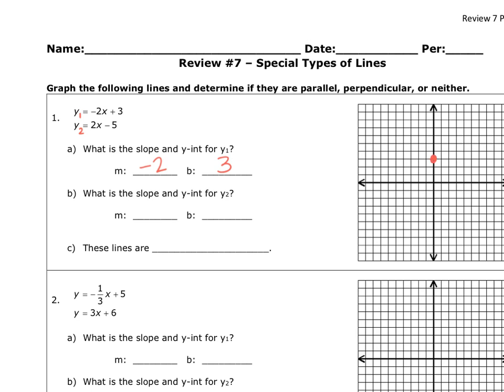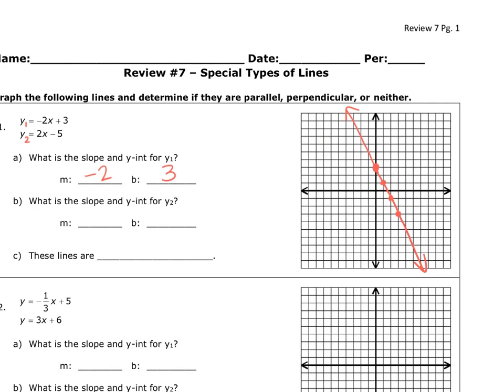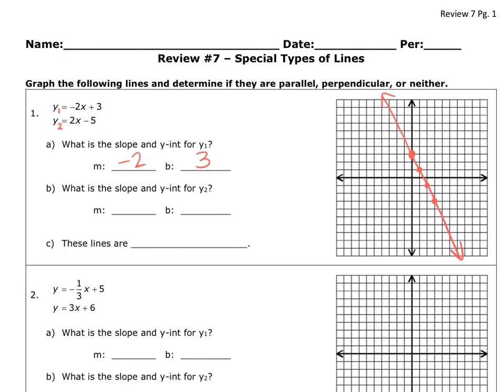So to graph this line, I will start up at 3. A slope of -2 means I'm going to scoot down 2, right 1, down 2, right 1, a couple of times, and draw my line through there. Y2 has a slope of 2 and a b value of -5, so I start down at -5 and go up 2, right 1, up 2, right 1, a couple of times.